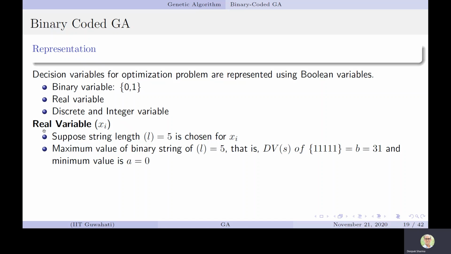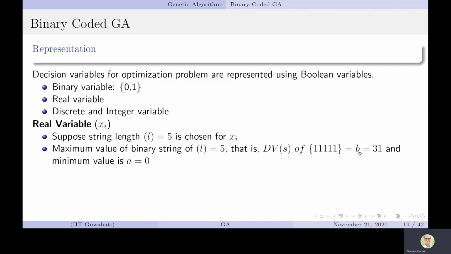Since we have focused on the real variable, let us see how this binary coded GA will work with the real variable, say xi. Suppose we have a binary string length of L, which is 5 for xi. So xi is one of the variables for us. The maximum value of a binary string of length 5 is when all the bits are 1. So you can count 1, 2, 3, 4, 5. So it's a 5-bit binary string, as we have decided earlier. When all of them are 1, it is going to be the maximum value of the binary string, which is 31.